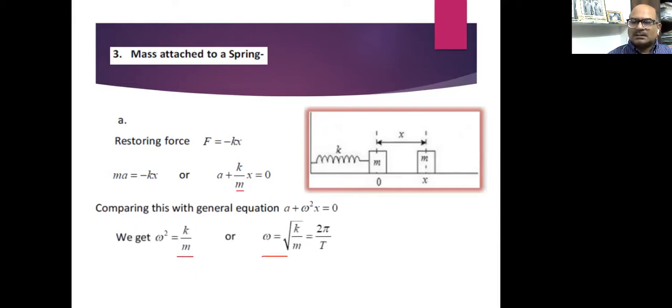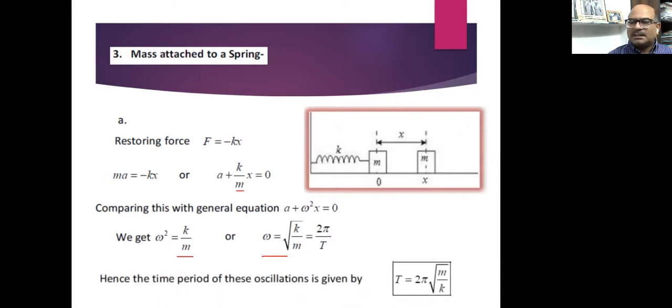So that time period is 2π under root m by k. So this is the relation where we need to focus. Time period is equal to 2π under root m by k. This k is the force constant or spring constant of the system that we need to see in different types of arrangements. So this is the first arrangement where a single spring and a single mass are available, and it is moving horizontally.